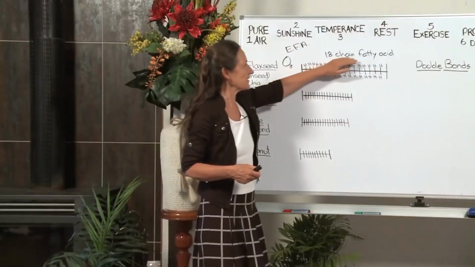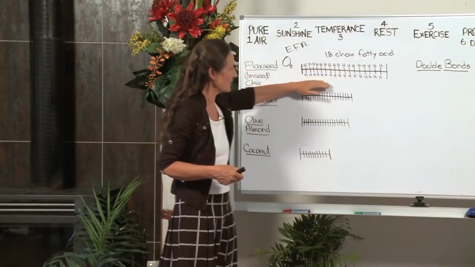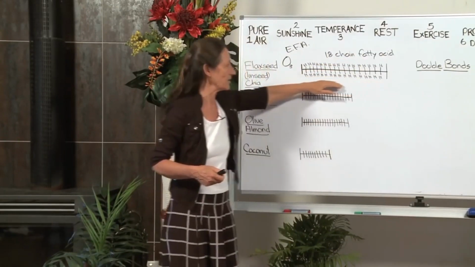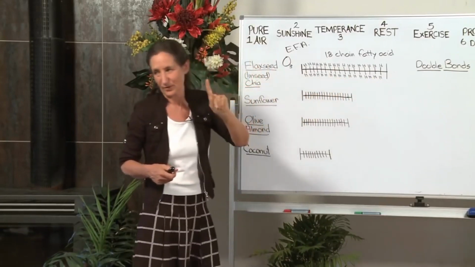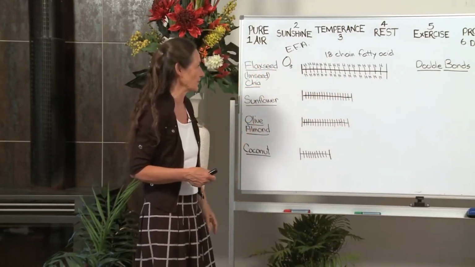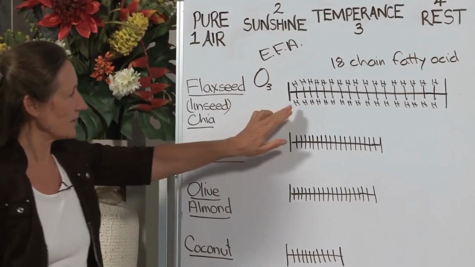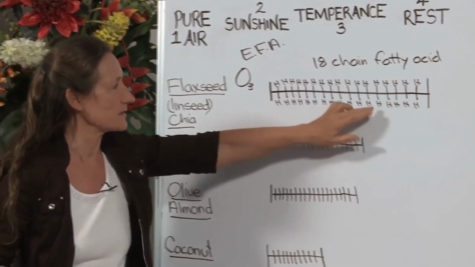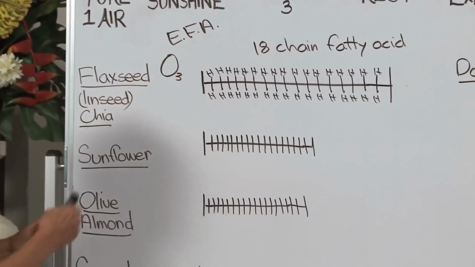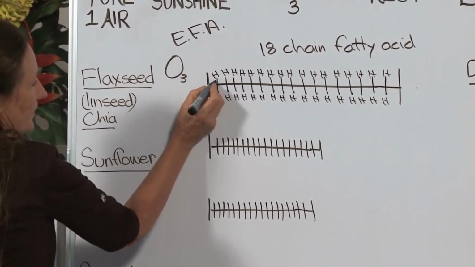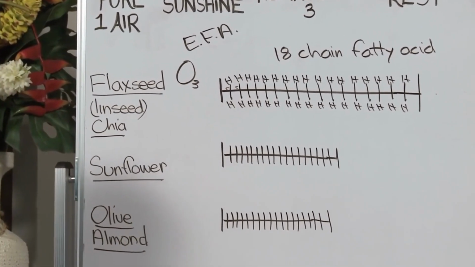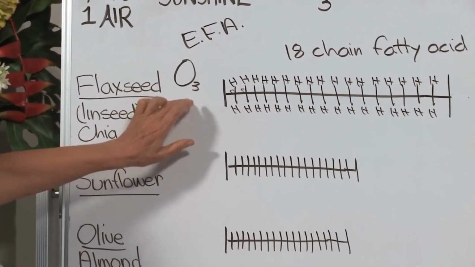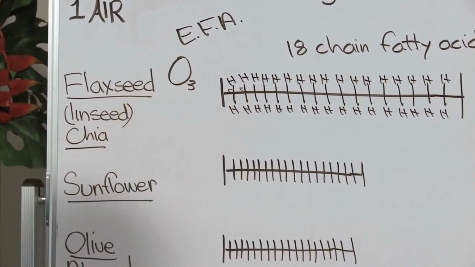Omega-3 is an 18-chain fatty acid. This is the molecular structure of omega-3. There are 19 trillion of these in one drop of oil, so that's the magnification that we're looking at. Notice that there are hydrogen atoms either side, and right in the middle they are linked together by carbon atoms. What the three means is that at the third carbon atom there's a double bond.